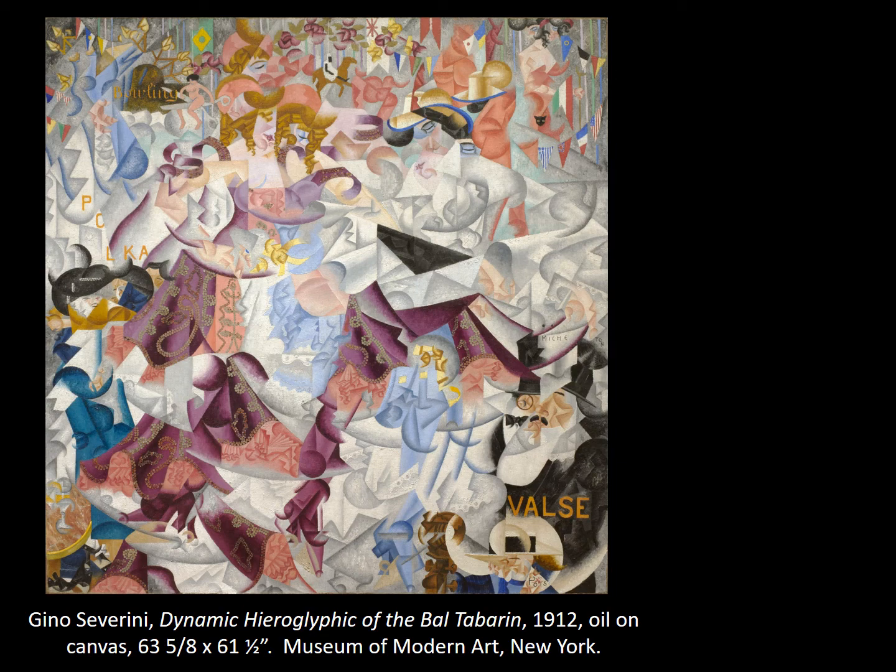And you can see some commonalities between Severini's Dynamic Hieroglyphic of the Bal Tabarin and the works of the Impressionists and the Post-Impressionists. First of all, in terms of subject matter, and this is the subject matter of the sort of carnival-like atmosphere of nightlife.